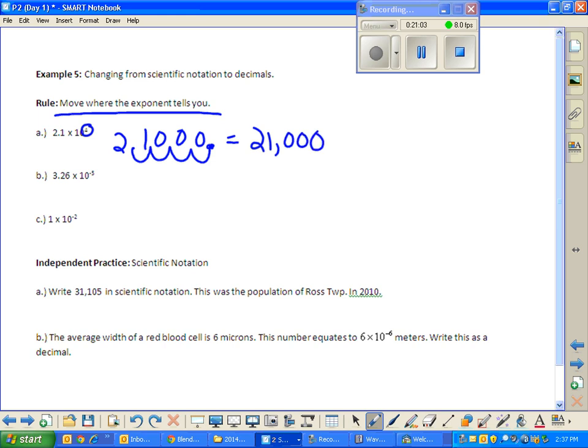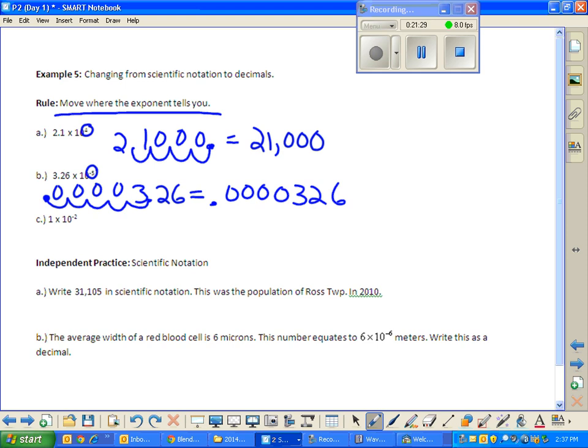If I want to take 3.26 times 10 to the negative 5th and write that as a number, a negative exponent makes my number smaller, so I have to move it 5 spaces to the left. 1, 2, 3, 4, 5. And then I fill it in with zeros. So this is going to be 0.0000326. So see how it's a smaller number with a negative exponent?